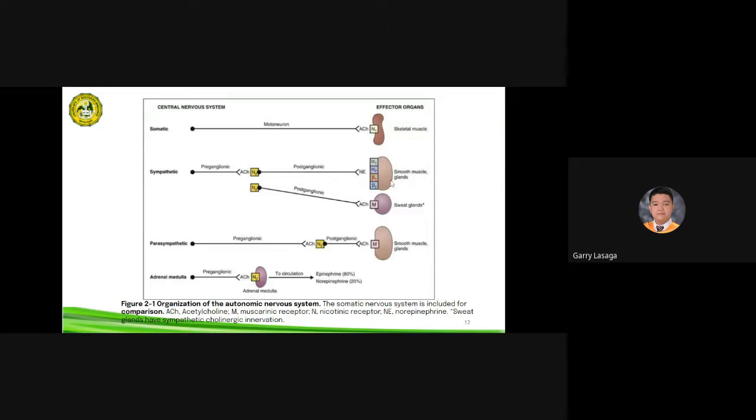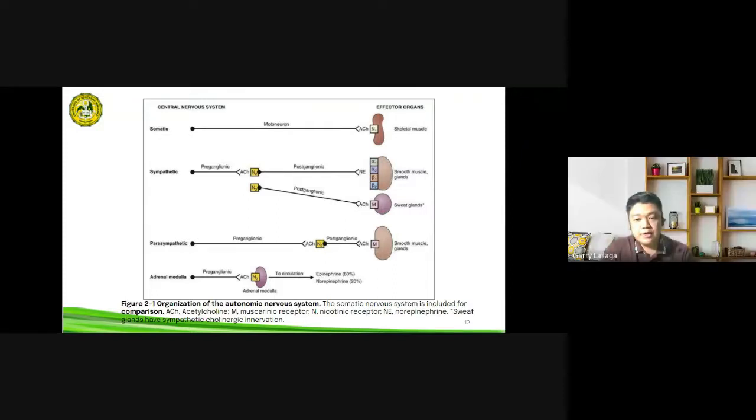We also have here the different types of receptors: alpha 1, alpha 2, beta 1, and beta 2. What is the collective term for these receptors? They are collectively termed adrenergic receptors. And what do we call the nerves that release acetylcholine?